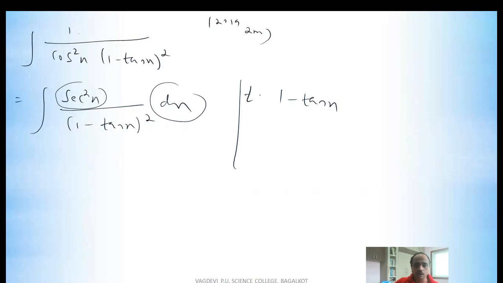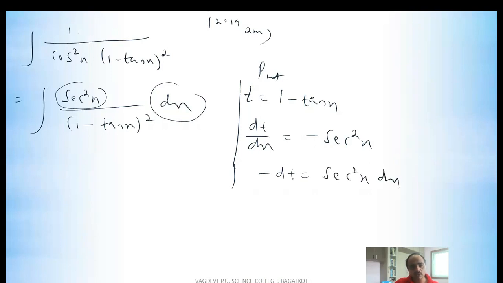So substitute, or put, t is equal to 1 minus tan x. Don't take the square, because if you take the square, the derivative of x square will be 2x. That's very clumsy. So only take the main function whose derivative is there along with dx. If I differentiate, the derivative of 1 is 0, minus tan x derivative is secant square x, but I don't have the minus in the integrand of the given problem. Whichever is unwanted, bring it to the left hand side. If you cross multiply here, minus dt is equal to sec square x dx.